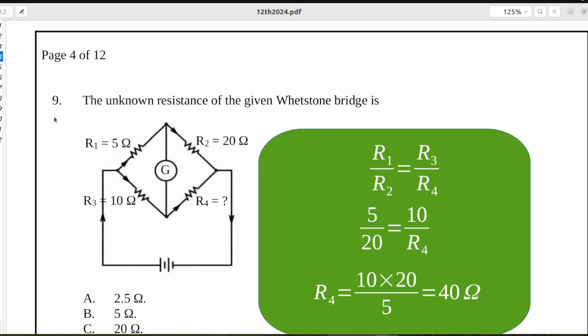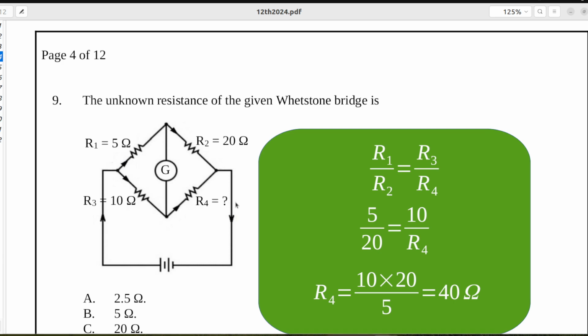to 13. Let's get started. The unknown resistance of the given Wheatstone bridge is R1 is equal to 5 ohm, R2 is equal to 20 ohm, R3 is equal to 10 ohm, and we have to find R4.